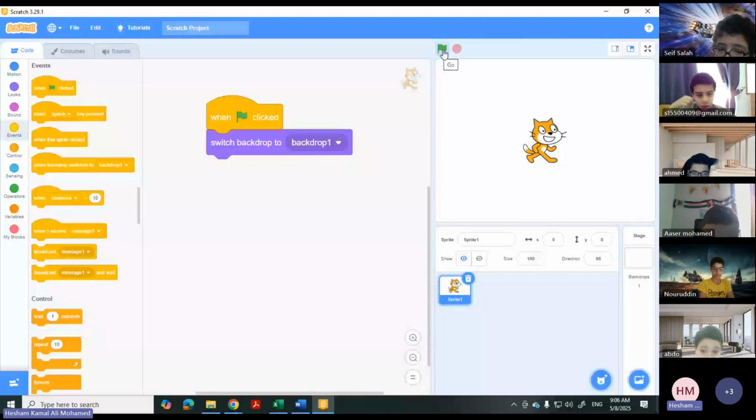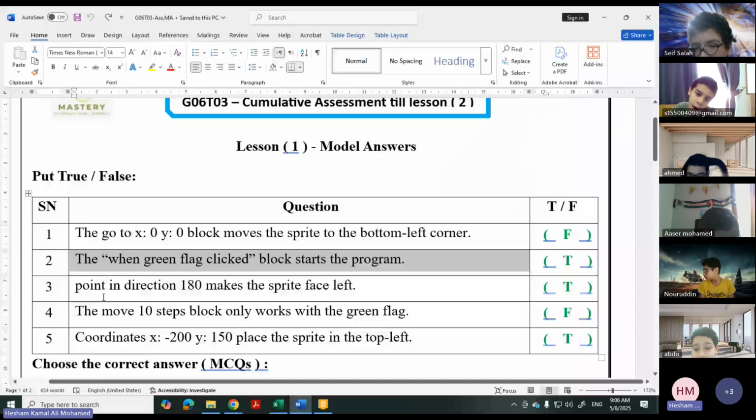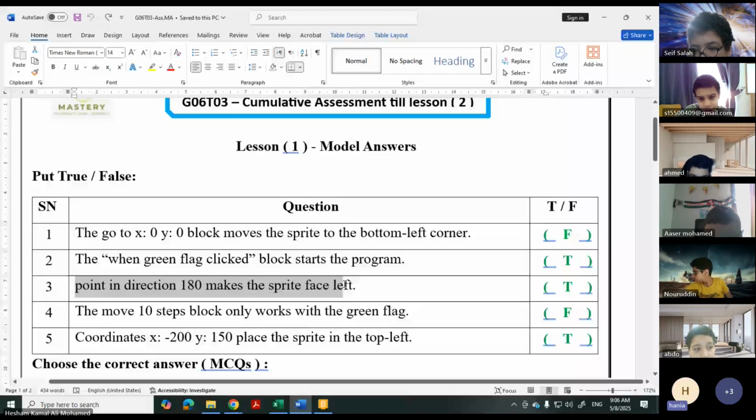This one or this one. Okay. So the answer is true. Okay. Hania, can you do the third one as well? Read it out loud for us, please. Point in direction 180 makes the sprite face left. True. Face left. The answer is true.